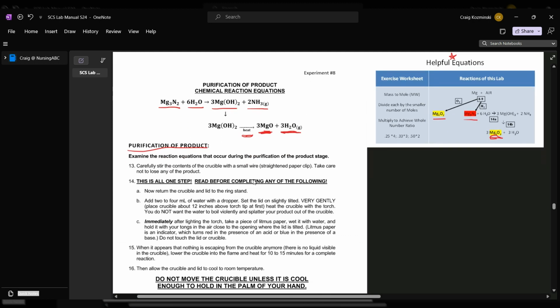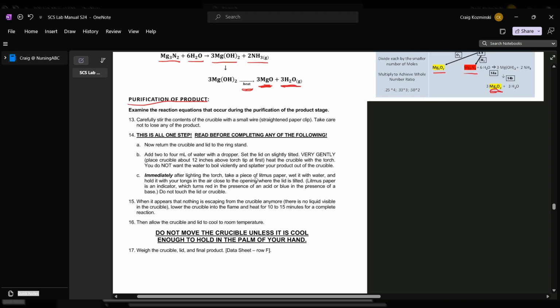Now, there are some safety concerns for this experiment, so I would encourage you to pay careful attention to any bolded text, as well as the fine details of our procedure. For example, here in step 14b, we want to make sure that we do not heat our impure product, to which we have just added water, too violently. If we superheat that solution, we could cause some of the product to splatter out of our crucible, not only ruining our results, but also potentially causing problems as to contamination or even getting some of that product on yourself, which we want to avoid at all costs.